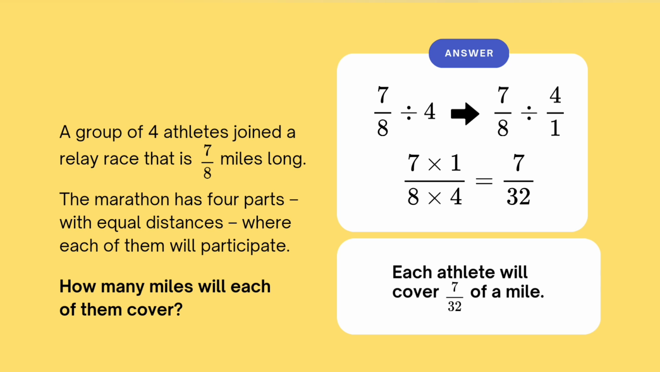We have to keep 7 by 8 as it is, and the divisor 4, we have to flip it. We have to switch the numerator to denominator and denominator to the numerator. As 4 is a whole number, the denominator is 1. Now you have to multiply numerator with numerator and denominator with denominator, and you will get 7 by 32. 7 ones are 7 and 8 fours are 32. 7 by 32, and you have to check whether it can be further simplified. If no, then you have to keep it as it is. And here, how many miles will each of them cover? Each athlete will cover 7 by 32 of a mile.